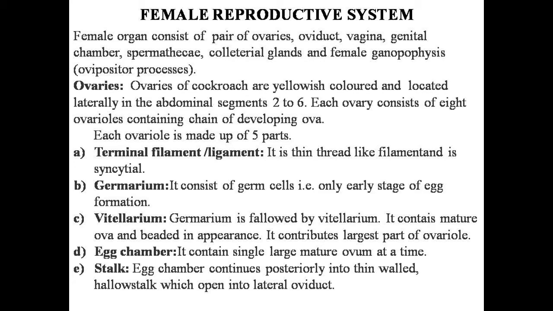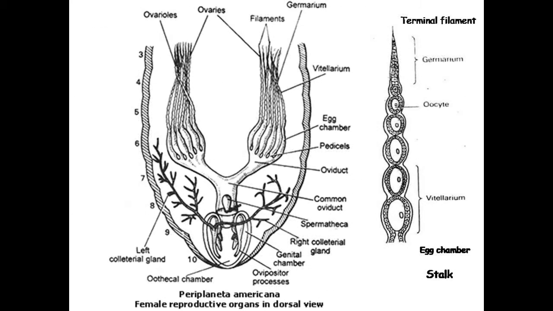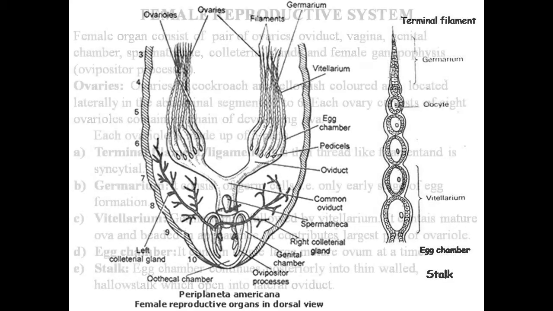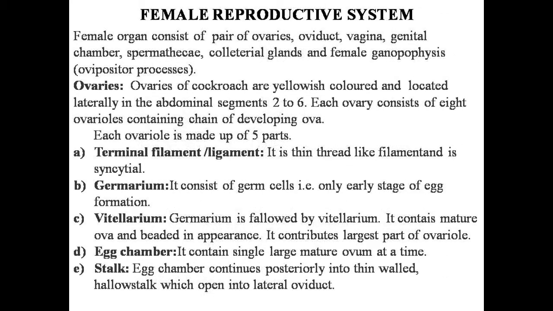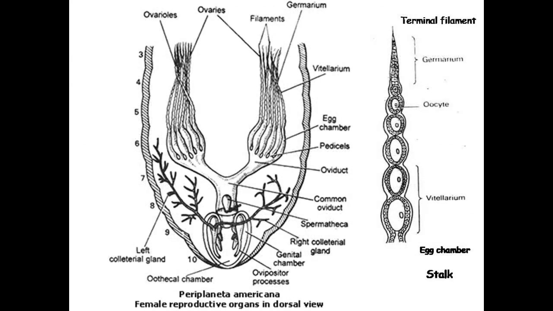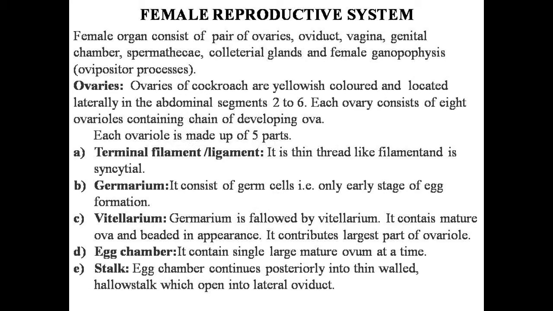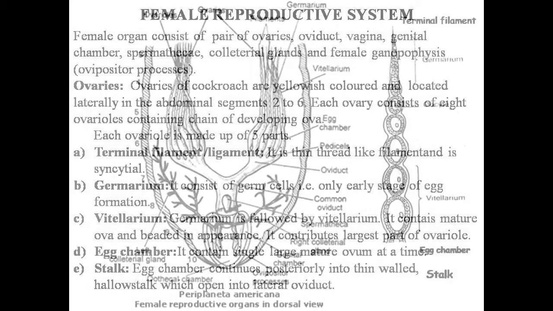The first part is the terminal filament or ligament. It is a thin thread-like filament and it is syncytial, having many nuclei. The second part is the germarium and it consists of germ cells. That is, only the early stage of egg formation is present within the germarium.